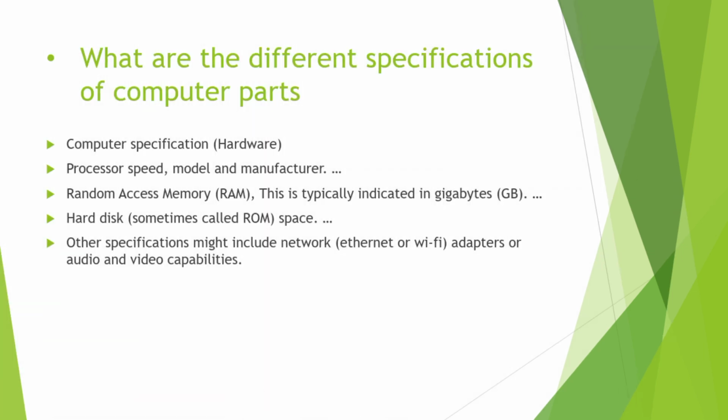What are the different specifications of computer parts? Computer specifications or hardware include processor speed, model, and manufacturer, and random access memory, or RAM. This is typically indicated in gigabytes or GB. Hard disk, sometimes called storage. Other specifications might include network, internet, or Wi-Fi adapters, or audio and video capabilities.